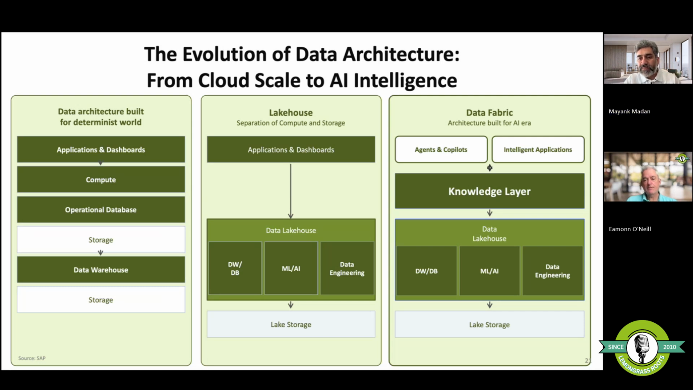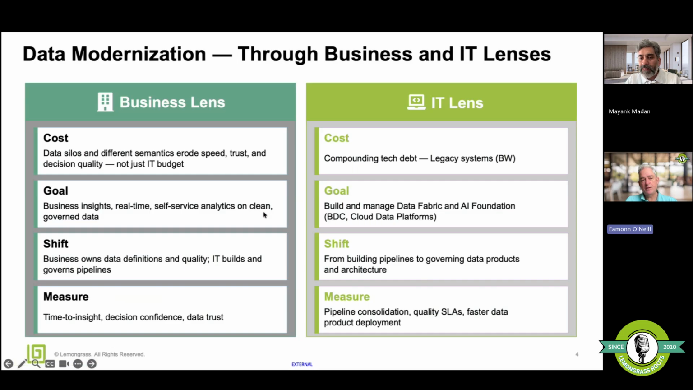Yes. So maybe let's talk about some of those other benefits because I think you've done this nice slide looking at the changes for both business and for IT. So maybe you can double click on that a little bit first.